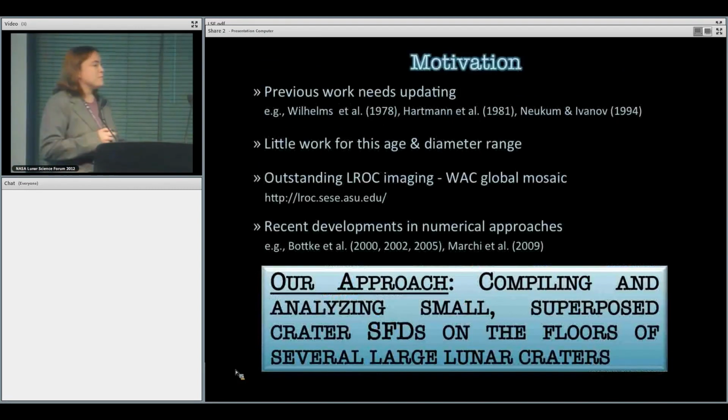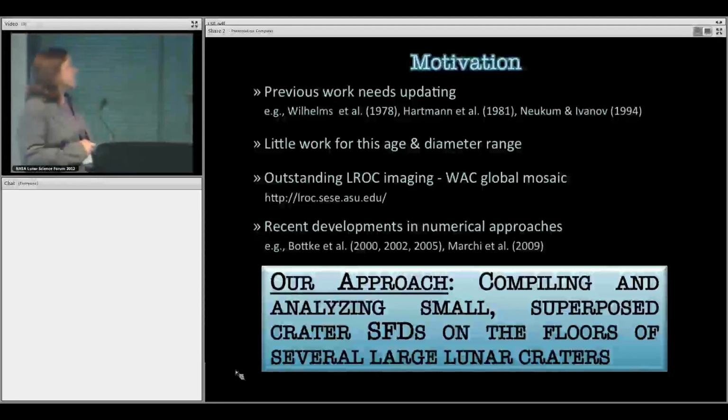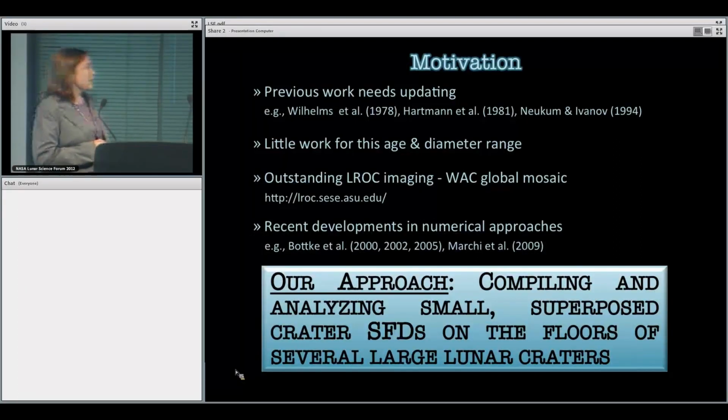We had several motivations for this project. Previous work, especially on the impact rates through time, needs updating. Most of it is at least 20 years old. There was also little work for this particular age range, between about 1 billion years and 4 billion years ago, and also for this diameter range.